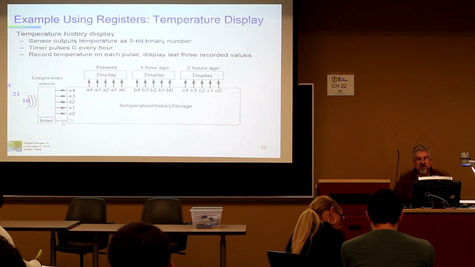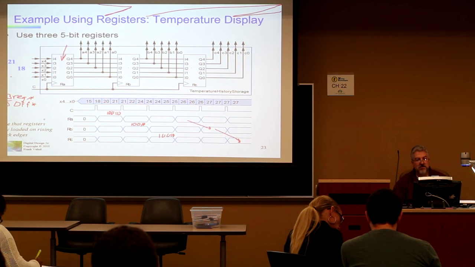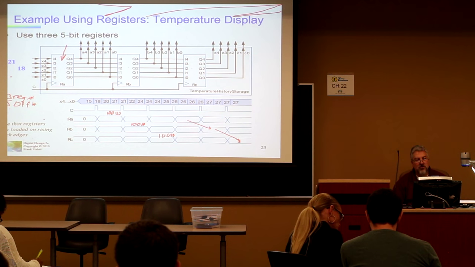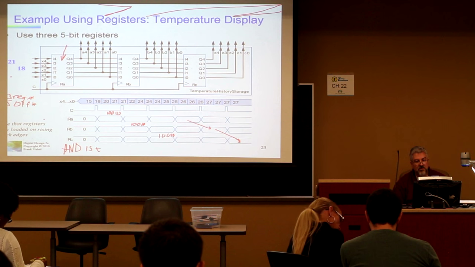Okay, so let's go back down. In our design, it turned out that we had 15 flip-flops. So the number of AND gates that we have is 15 times 4. Same is going to be true with NOR.